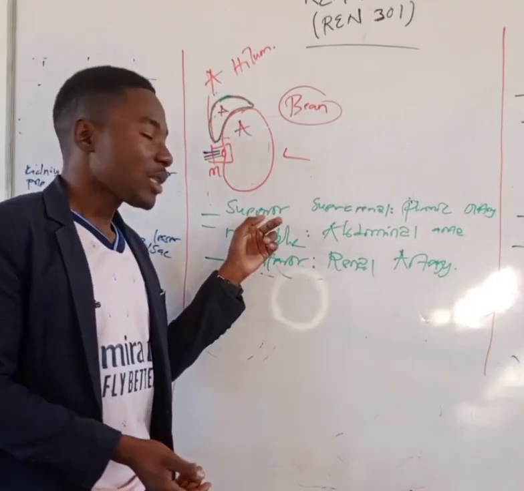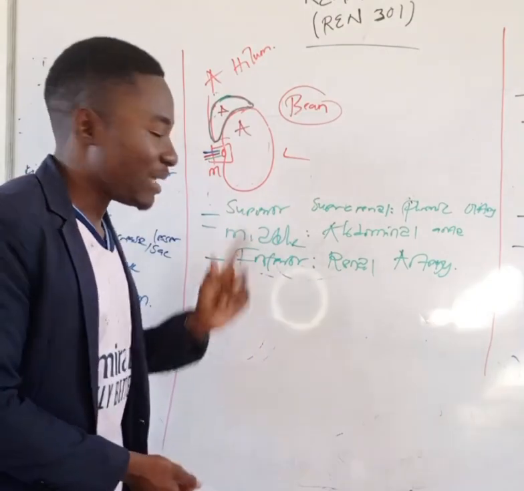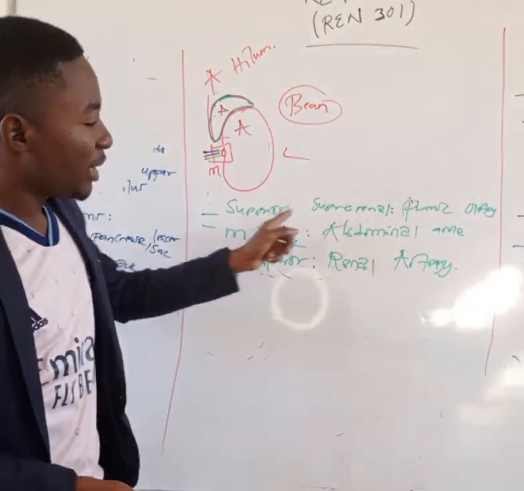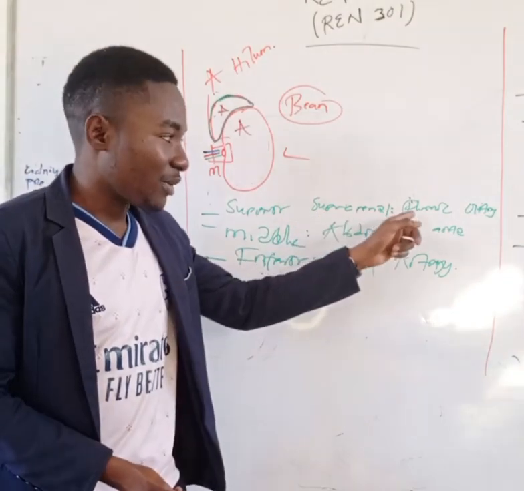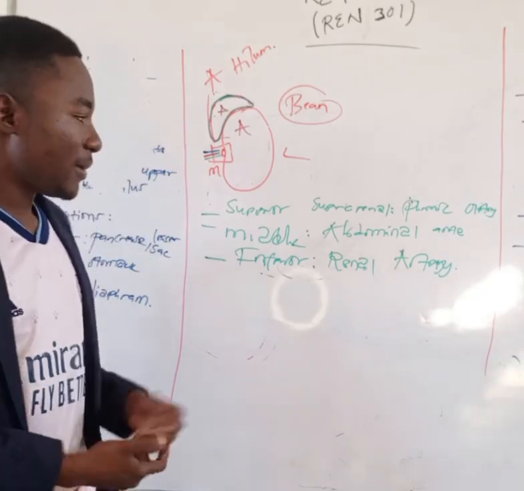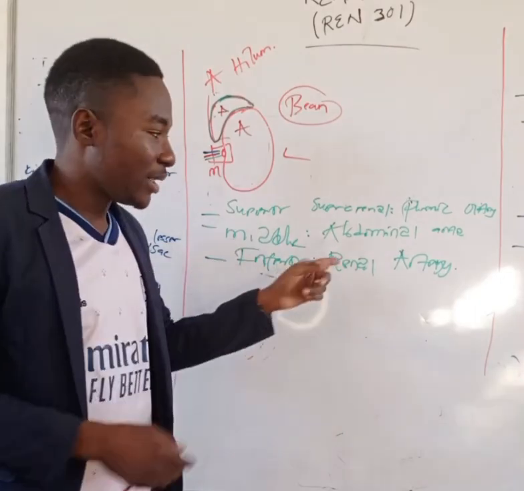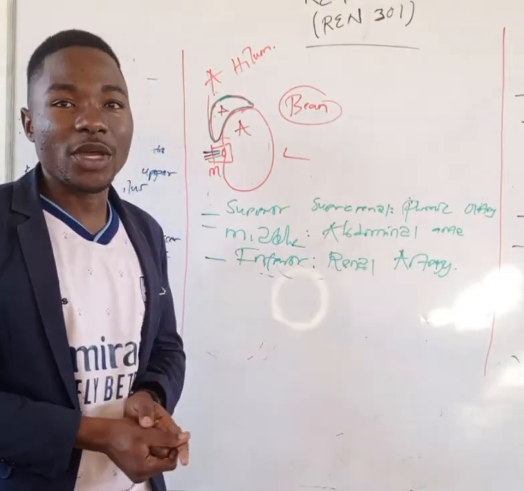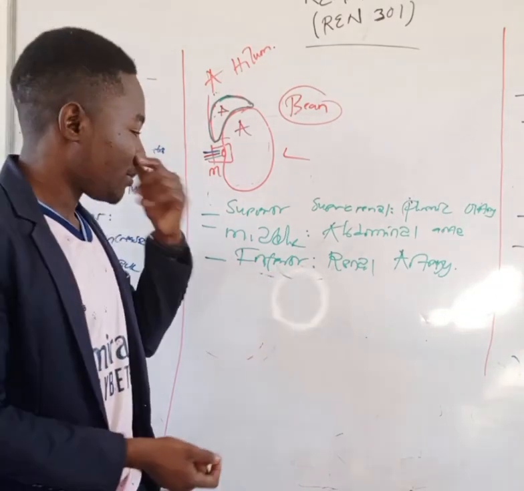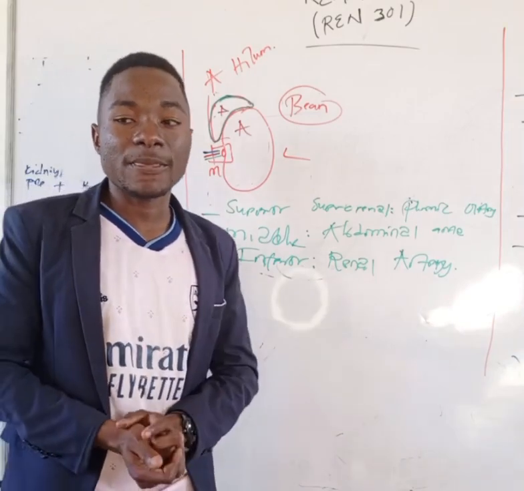So the superior suprarenal artery is the major one. Second is the middle, then you have the inferior. Straightforward, but we need to know where they're coming from. The superior suprarenal artery comes from the inferior phrenic artery, the artery that supplies the diaphragm. The middle suprarenal artery is a branch of the abdominal aorta. And the last one, the inferior suprarenal artery, is a branch of the renal artery, which supplies the kidneys.